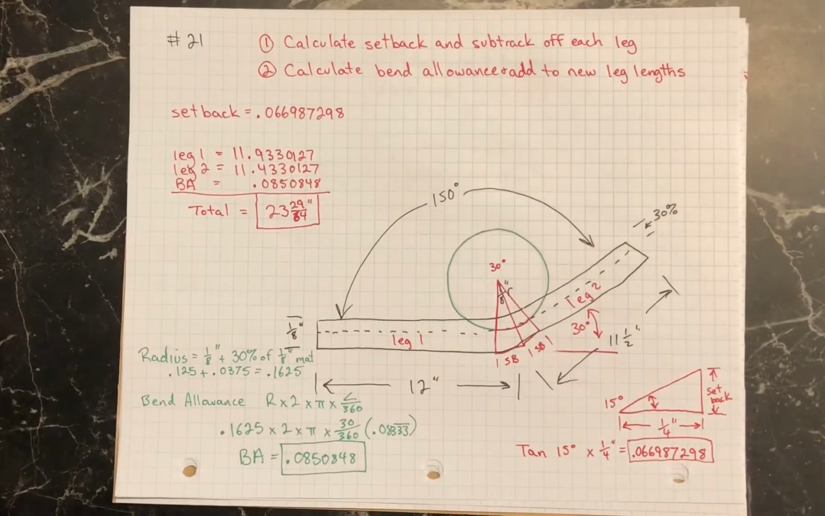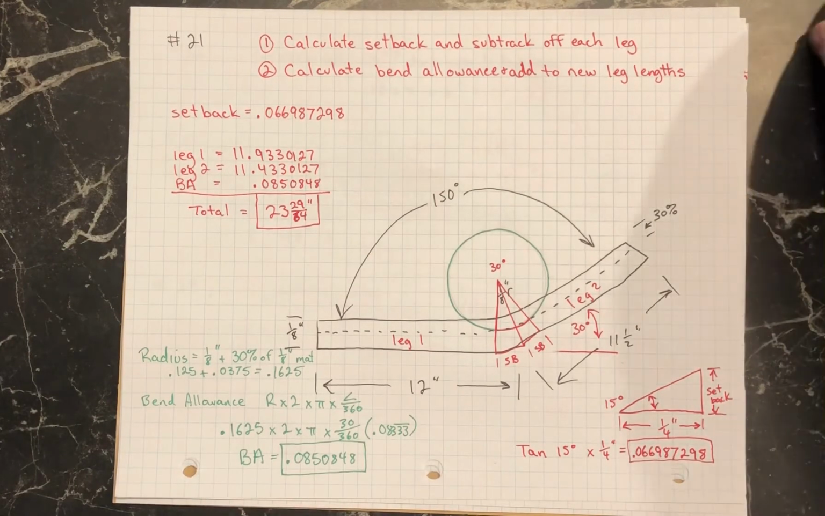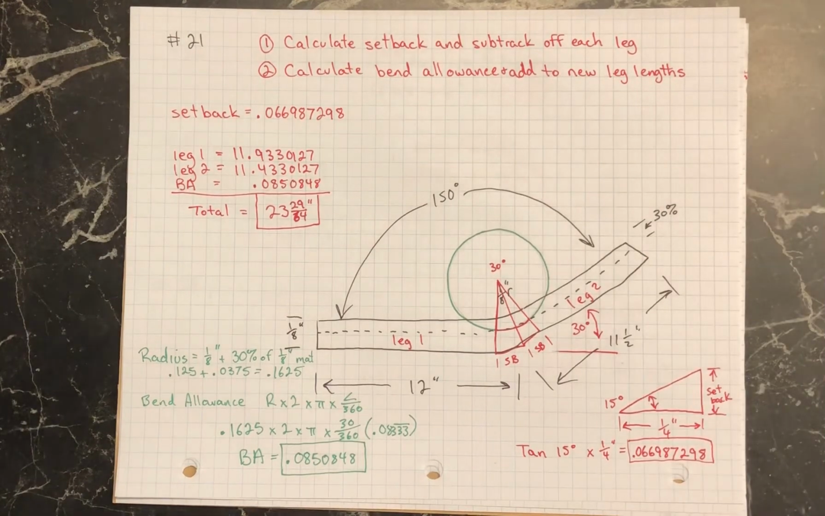All right, guys, here we go. We're going to do the last of these math questions. Number 21 is a bend allowance question. I'm sure a lot of you have forgotten how to do this.